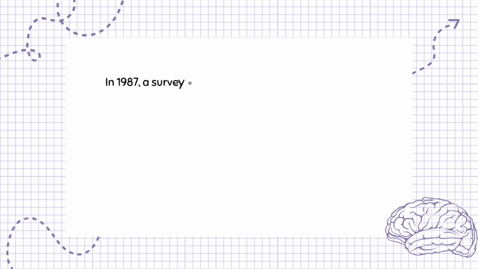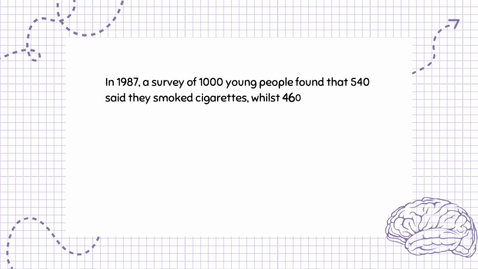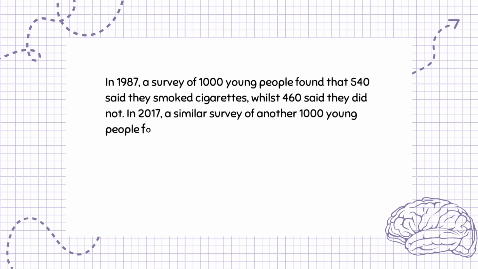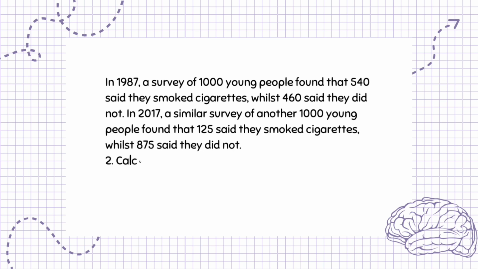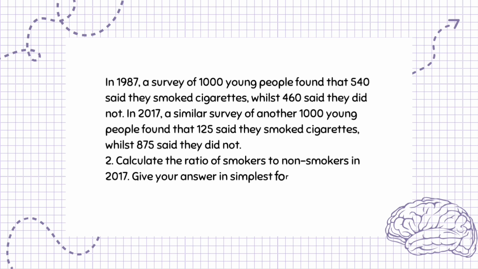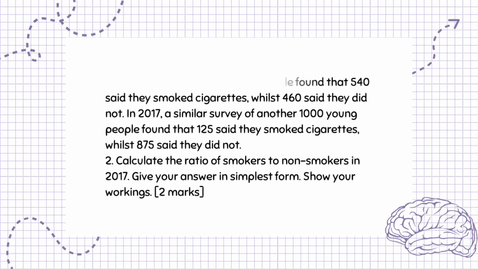In 1987, a survey of 1,000 young people found that 540 said they smoked cigarettes, whilst 460 said they did not. In 2017, a similar survey of another 1,000 young people found that 125 said they smoked cigarettes, whilst 875 said they did not. Question 2. Calculate the ratio of smokers to non-smokers in 2017. Give your answer in simplest form. Show your workings. 2 marks.